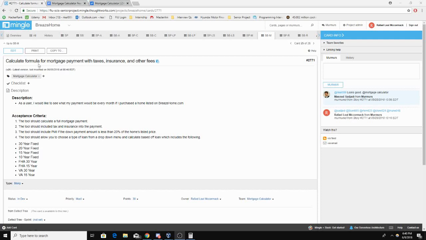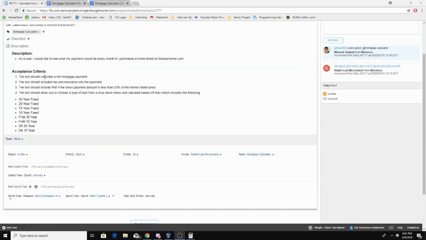So user story 2771 is to calculate the formula for mortgage payments that includes taxes, insurance, and other fees. And our acceptance criteria is that it should calculate a full mortgage payment, should include taxes and insurance, should include PMI if the down payment is less than 20%, and should allow you to choose a type of loan from a drop-down menu, and it calculates differently based on these loans.